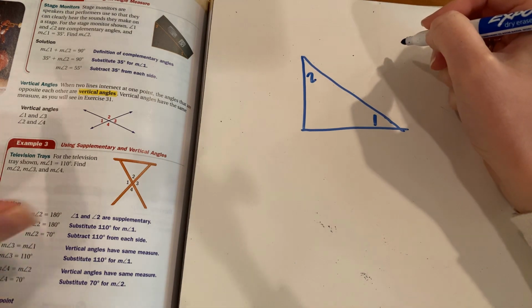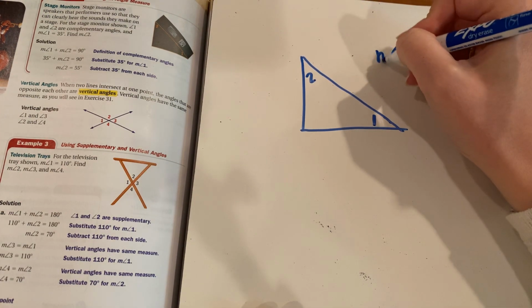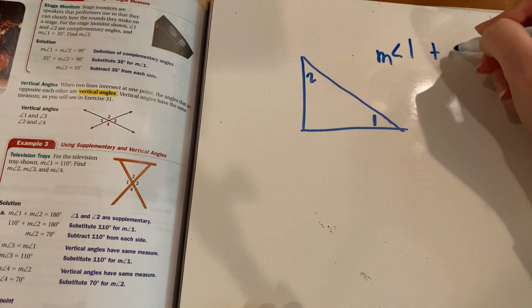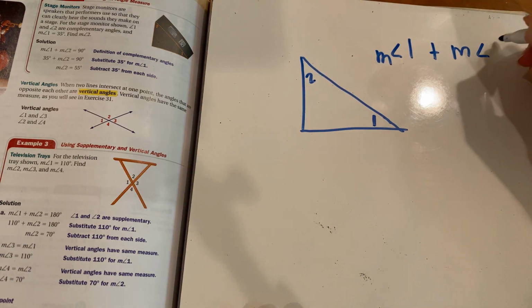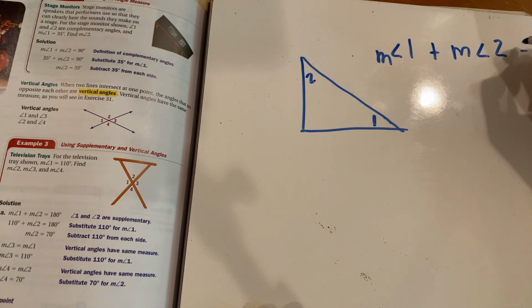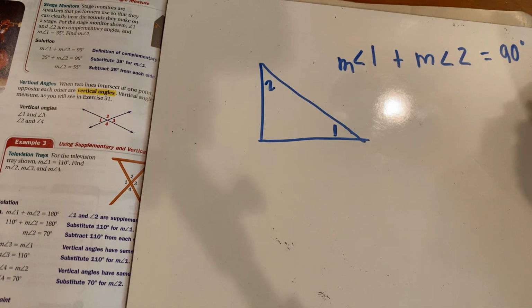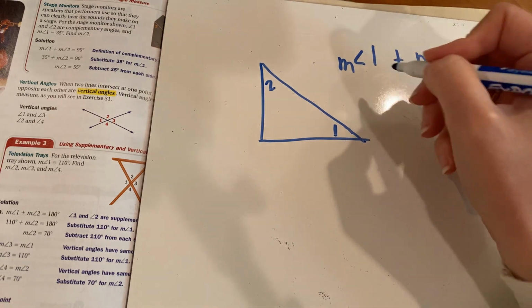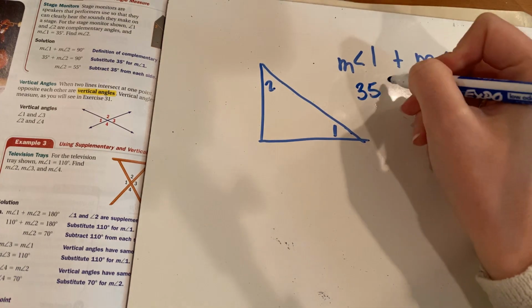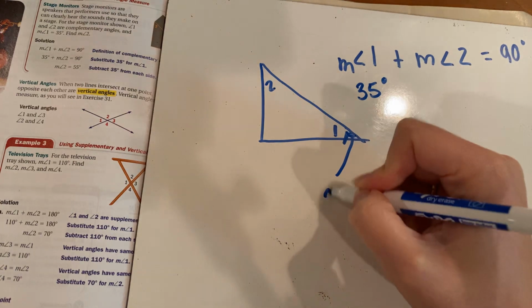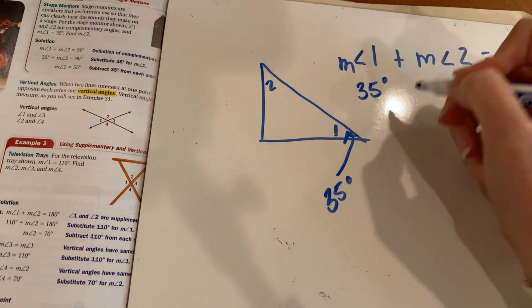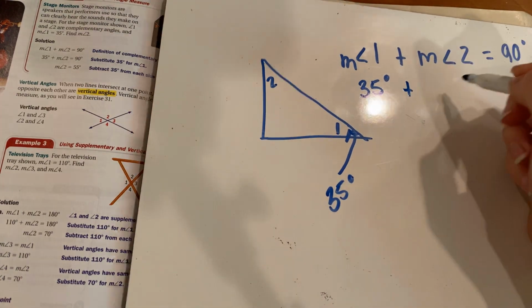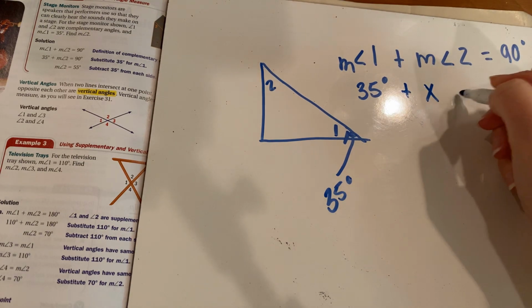We know that angle 1 plus angle 2 have to sum to 90 degrees because they tell us in the instructions that they're complementary, and complementary angles have to sum to 90. And then they tell us the measurement of angle 1 is 35 degrees. So right here, that's 35 degrees, but they want us to find the measurement of angle 2. We don't know it, so we're going to make that be x.